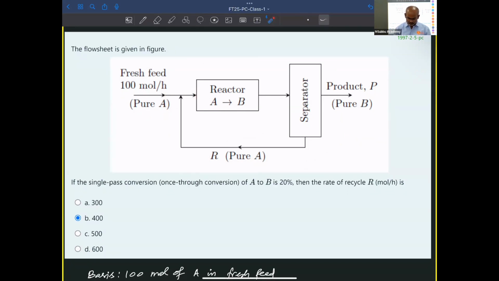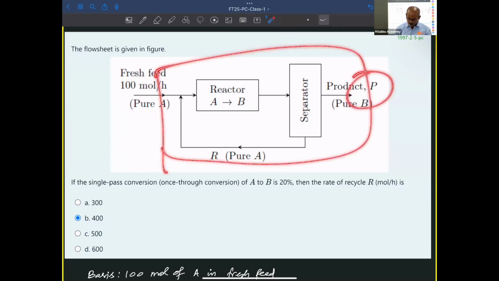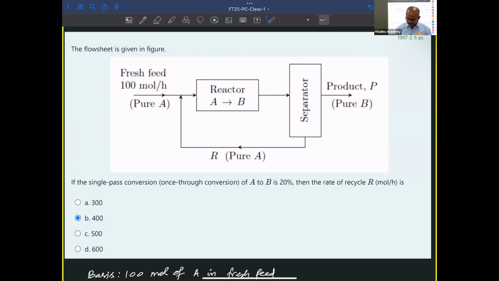To the reactor, all the A is going to convert into product. That is the overall thing. So 100 moles of B will be obtained at last, but the conversion is only 20%, which means you need to have 500 moles of A here. Then only will you get 500 into 0.2, that is 100 moles, right? So at this point you are supposed to have 500 moles of A, correct?